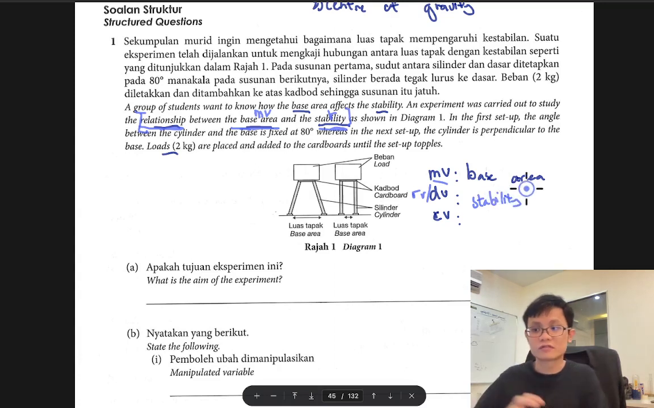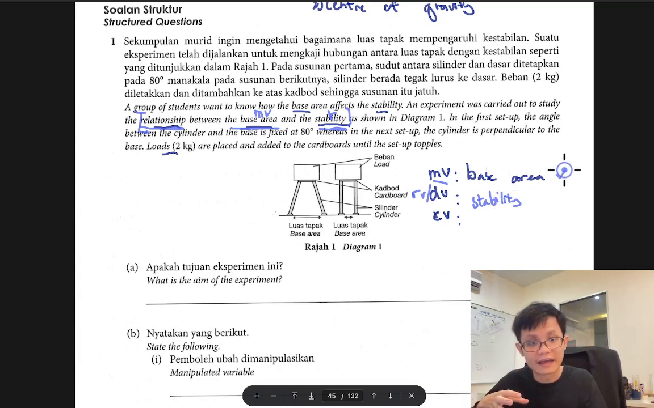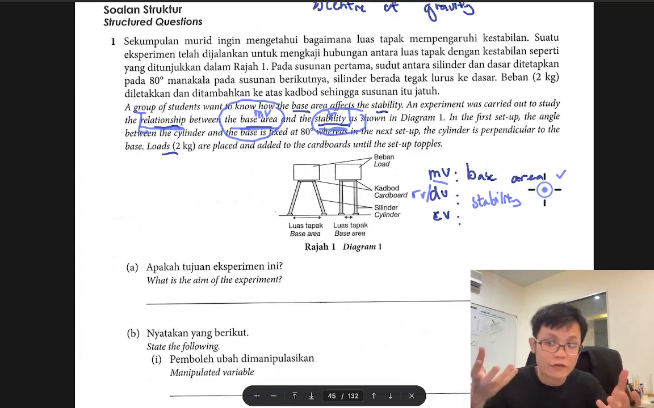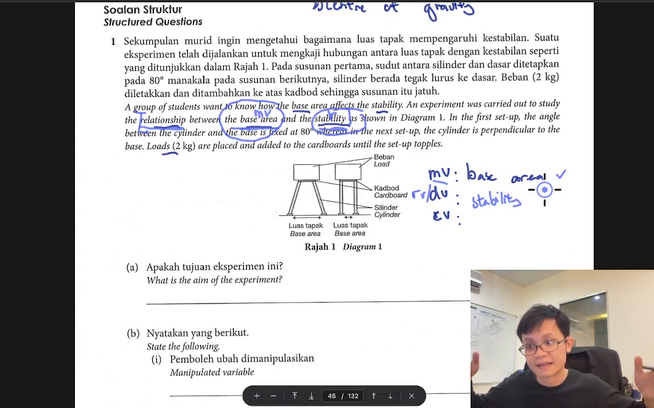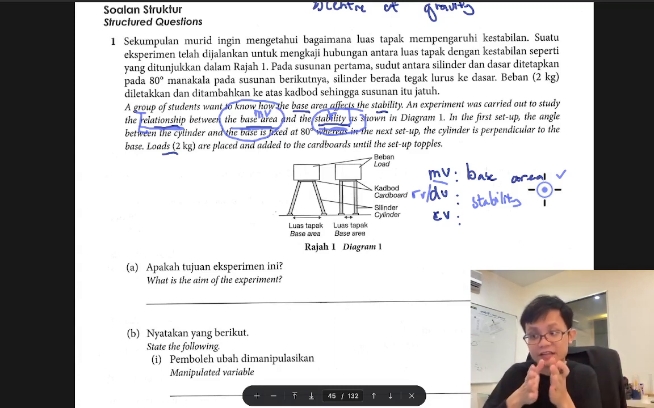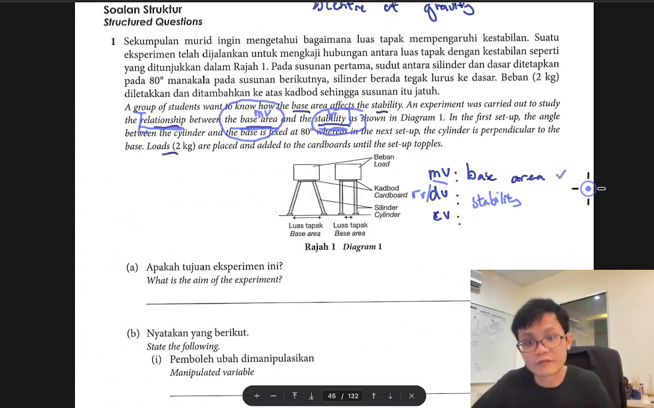So we want to understand the relationship between the base area and the stability, and the question already gives you the answer. If you know, if the base area is big, it's more stable. If the base area is small, it's less stable. So we can see there is A and B. A has a large area, this one is a small area.